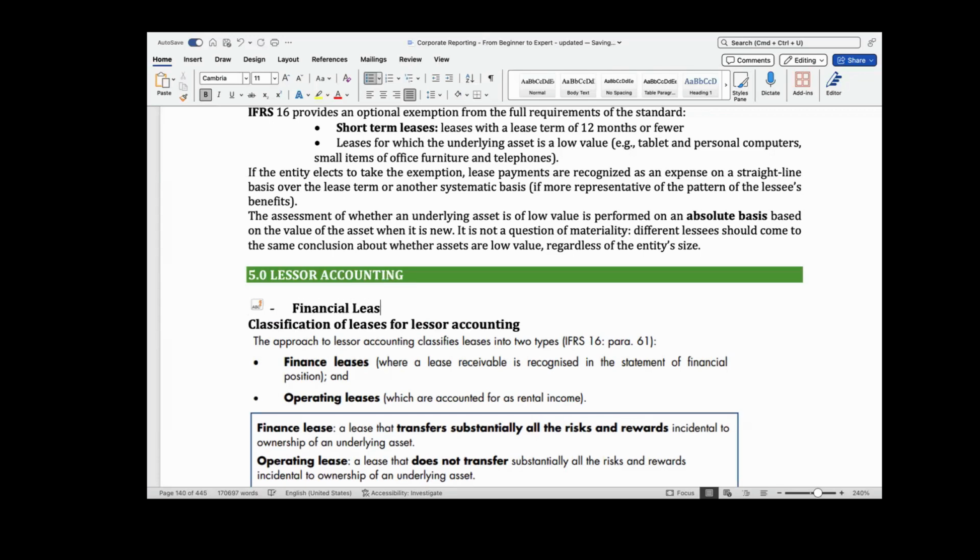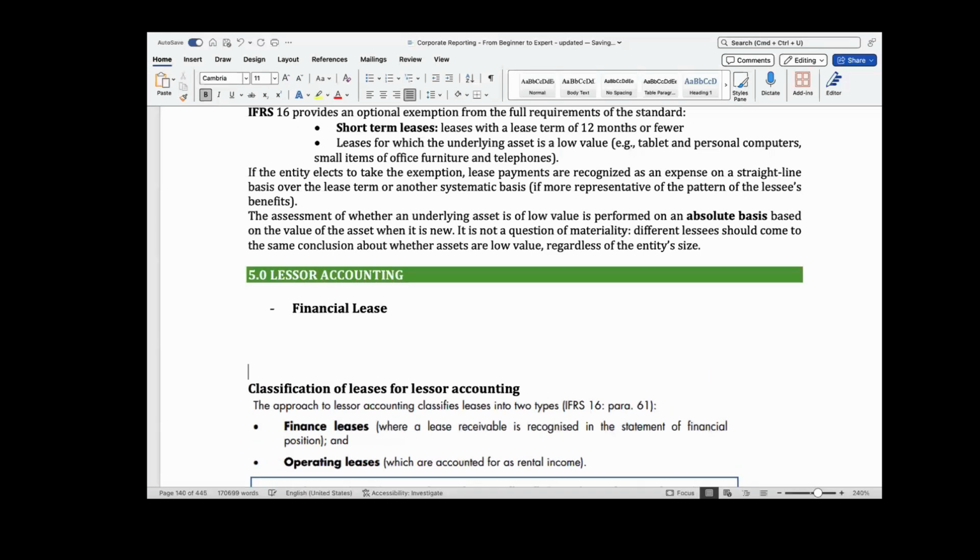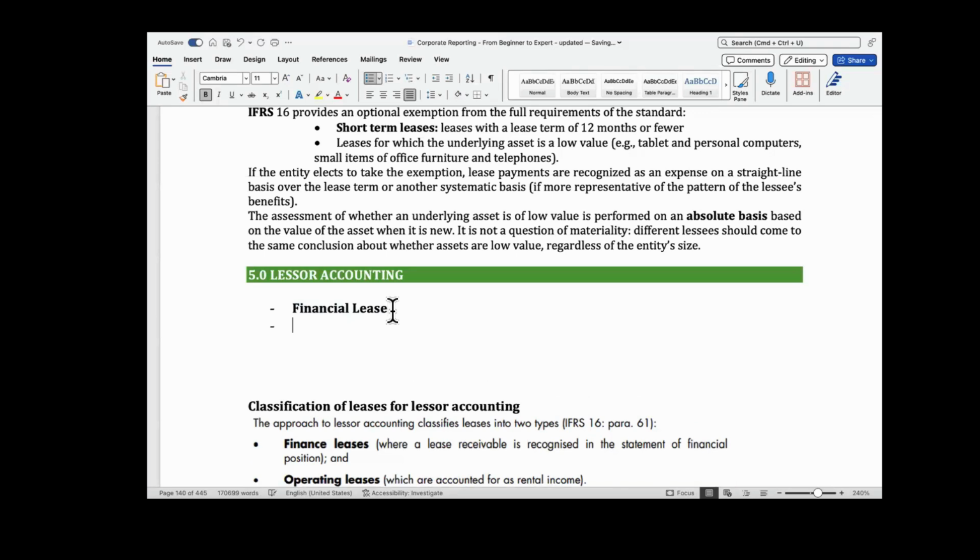That's a finance lease. It's a finance lease that transfers substantial risk and reward. So if the lessor is able to identify that the lease he has entered into is a finance lease, the major accounting issue here is to recognize the asset. But if it is an operating lease, you would most likely leave the asset in his books.